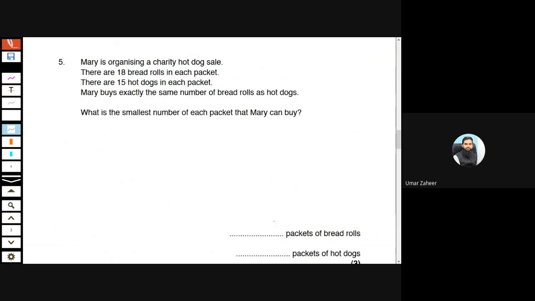All right. Mary is organizing a charity hot dog sale. There are 18 bread rolls and 15 hot dogs in each bag. Mary buys exactly the same number of bread rolls as hot dogs. That's the important thing. They have the same number of rolls and hot dogs. What is the smallest number of each bag that Mary can buy?